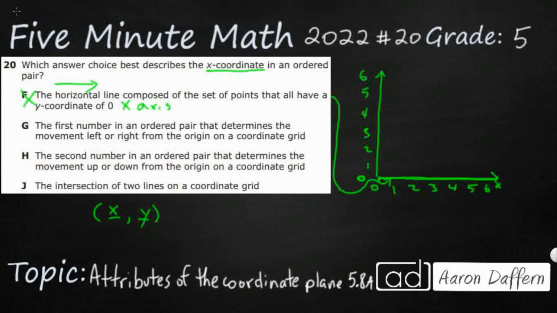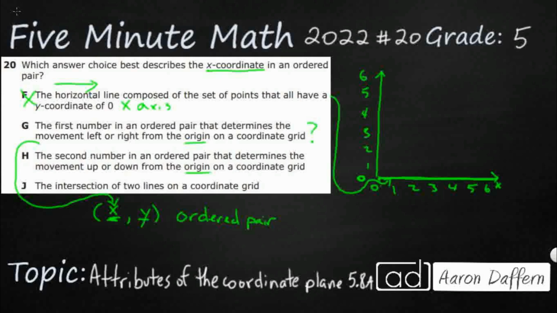Let's look at this. G, the first number in an ordered pair that determines the movement left to right from the origin. They keep saying origin, and I see it down there as well. So what is the origin? Let's make sure we understand that. That's going to come up at some point, so let's keep that in the back of my mind. We're going to have to figure out what that origin is. The first number in an ordered pair, well, it looks like we're talking about that right there. So here's my ordered pair, and the first number, I said, is going to be x. The second number is going to be the y-coordinate. So yeah, that x-coordinate, that's looking pretty good.